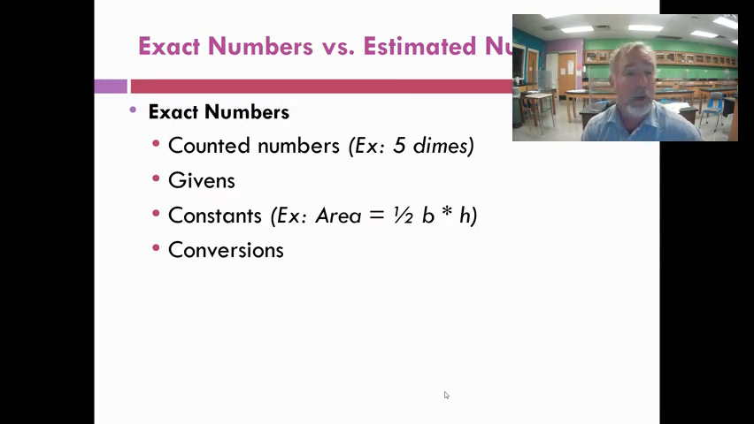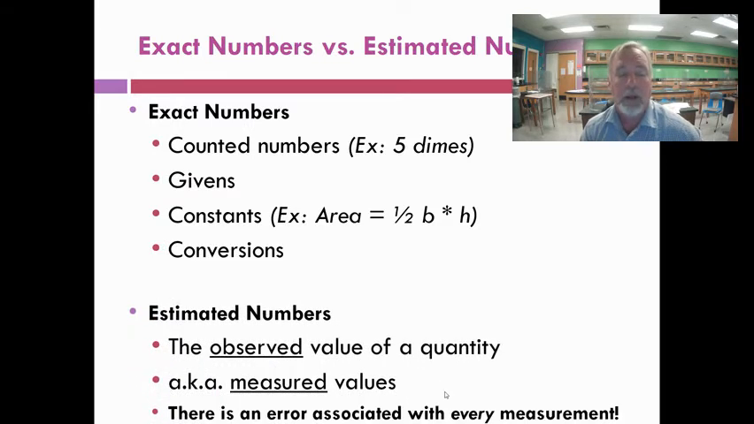Notice none of those are measurements. And that's the key thing here. If it's in a measurement, there'll be some estimate in it. There'll be some error in it. And that's why we need sig figs. Estimated numbers are observed, right? We look at a ruler. We look at a graduated cylinder. It's something we are looking at. And then we are making a measurement and an estimate of how that quantity matches up.